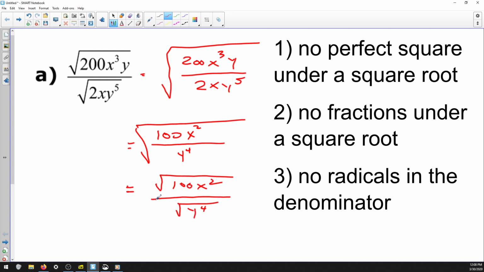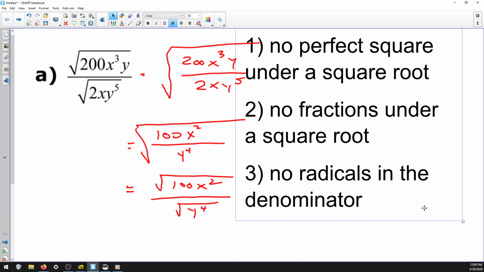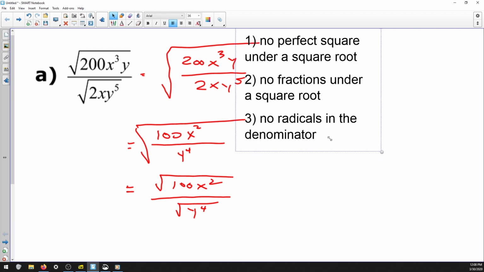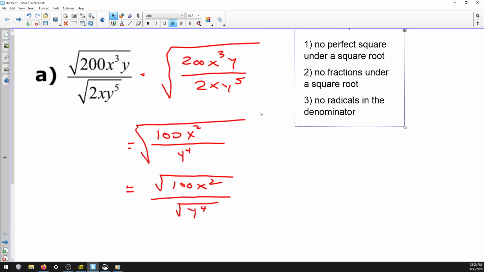And if you take a look now, things just became a whole lot easier, right? So I'm going to get rid of this thing. We'll make it a little smaller, okay? And now, if I take a look at everything that's left over, everything is a perfect square, right? The square root of 100 is just 10, okay? The square root of x squared is just x, and the square root of y to the fourth, remember, we just divide that exponent by 2, right? That's going to be just y squared.